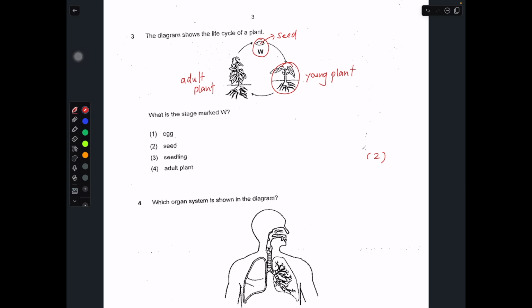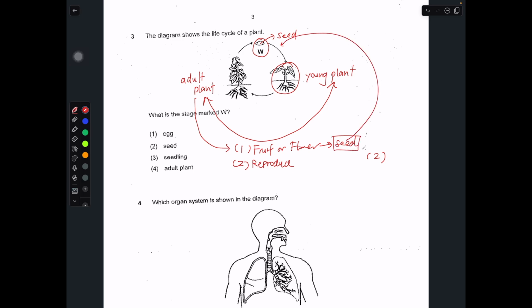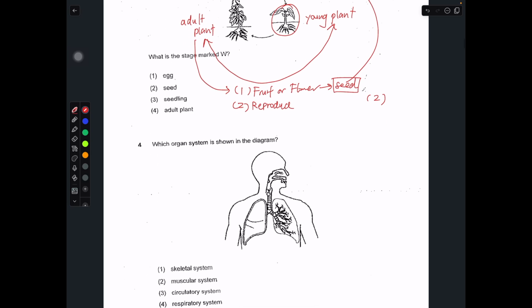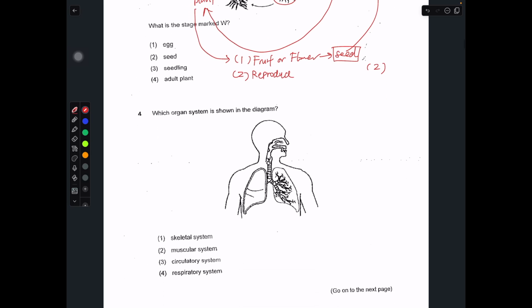To elaborate a little bit further, the difference between these two is that the adult plants will have fruits or flowers, but the young plant does not, because the adult plants can reproduce. That's why they will have fruits and flowers. After fruits and flowers, you will have seeds developing, and the seed will belong to this part, and the whole cycle completes again.